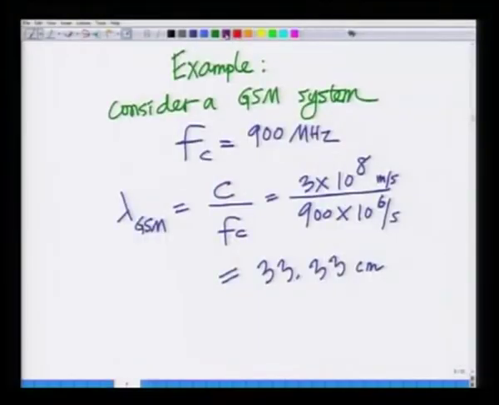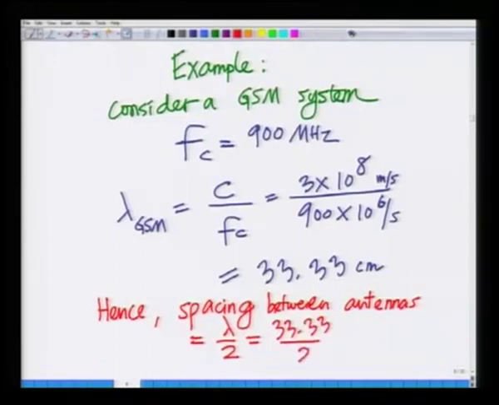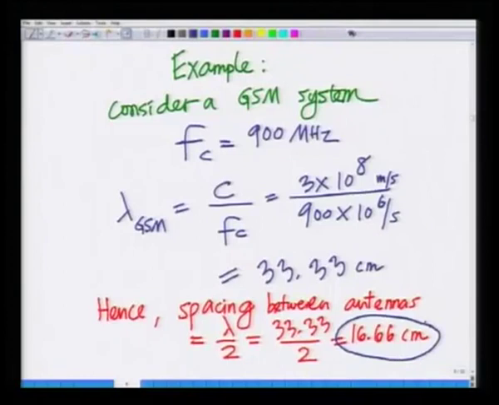Hence, the spacing between the antennas equals lambda over 2, equals 33.33 over 2, which is 16.66 centimeters. Hence, the spacing between the antennas in a GSM system for independence to hold is 16.66 centimeters. Now, look at this figure, 16.66 centimeters.